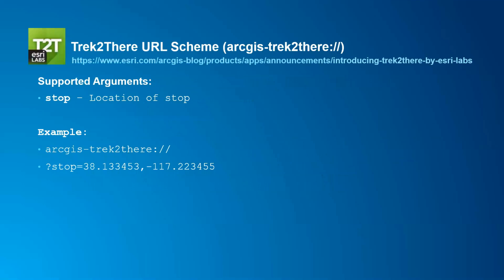So we'll start off with Trek to There. It's actually the simplest one. It uses ArcGIS-Trek to There :// and that's how you launch it. And then it only supports one argument. It's called stop, and you have to pass in a lat long into the stop.